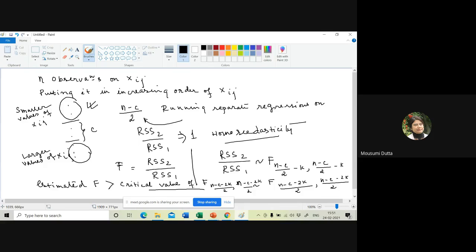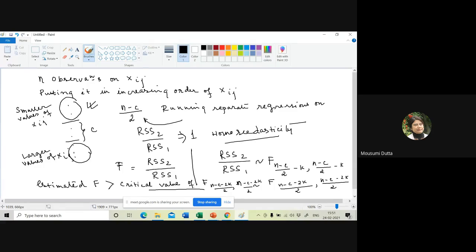On the other hand, if the central observations are very limited, if you consider a very small number of central observations to maintain the degrees of freedom, in that case the two groups will not be very different at all. So the entire ideology of the test, which is based on considering two distinguished groups to run separate regressions, will be questioned. So these are the problems with this kind of Goldfeld-Quandt test.